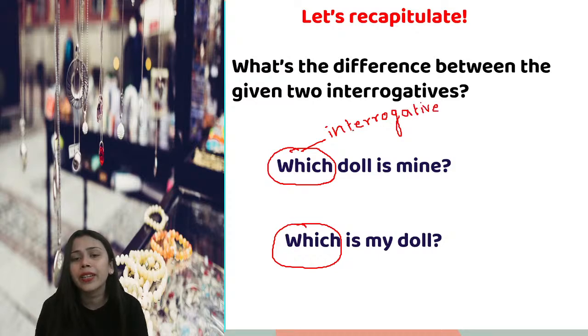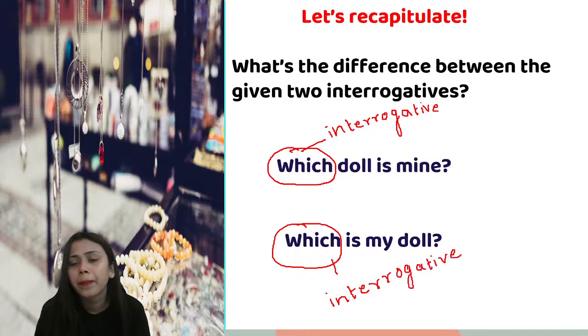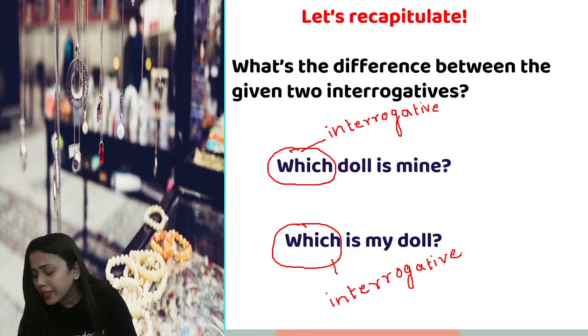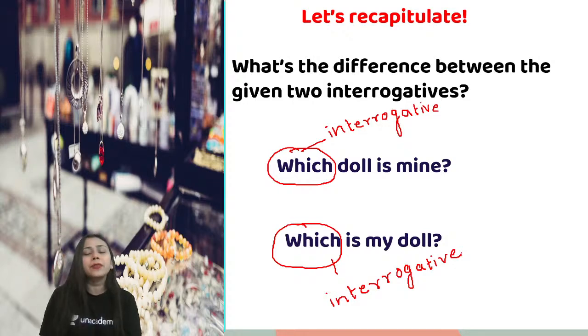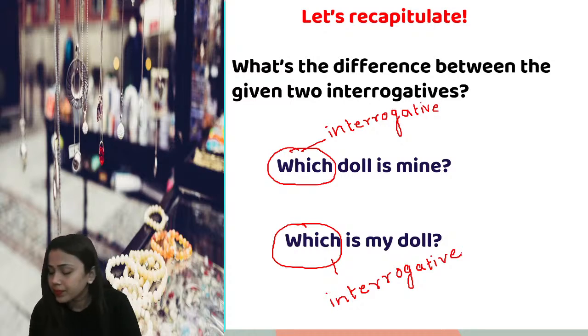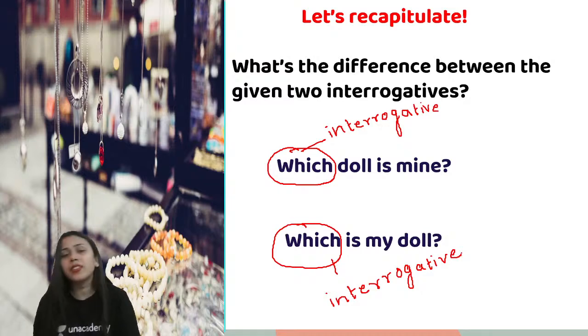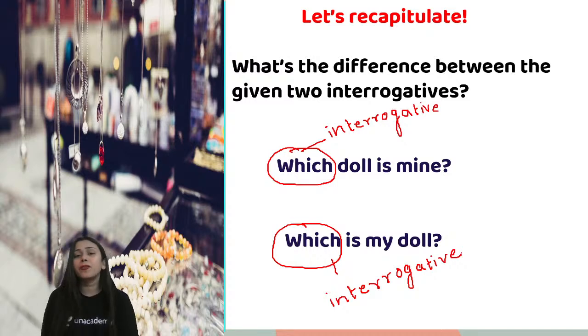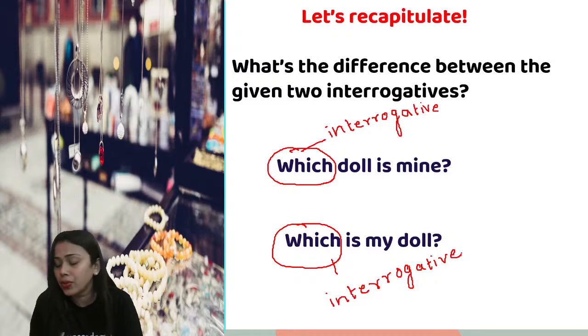This one is interrogative and this one is also interrogative. What is the difference between the two interrogatives? Tell me what's the difference between the given two interrogatives. What is the difference between the two which words? Can you find the difference between the given two interrogatives? Please find the difference and let me know here in the chat box what difference you found in the given two interrogatives.